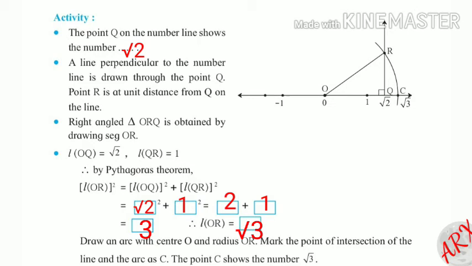Draw an arc with center O and radius OR. Mark the point of intersection of the line and the arc as C. The point C shows the number root 3. Now we will start with the procedure to draw root 2 and root 3 on the number line.